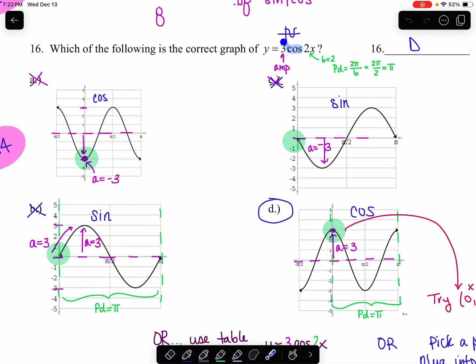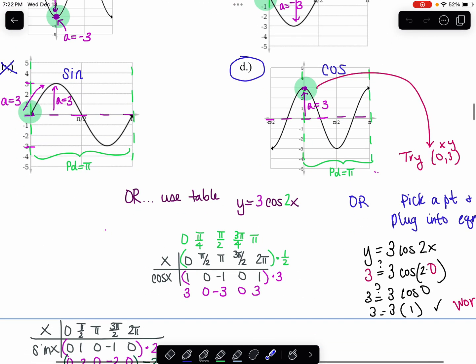Because our A value is positive, we know our first point should be above the midline. And because of those characteristics, and there was no phase shift, we know our first point was going to be on the y-axis. So we knew D is the correct answer. But we can also, like I said, go through the work of finding the x values and the y values and see which one matches.